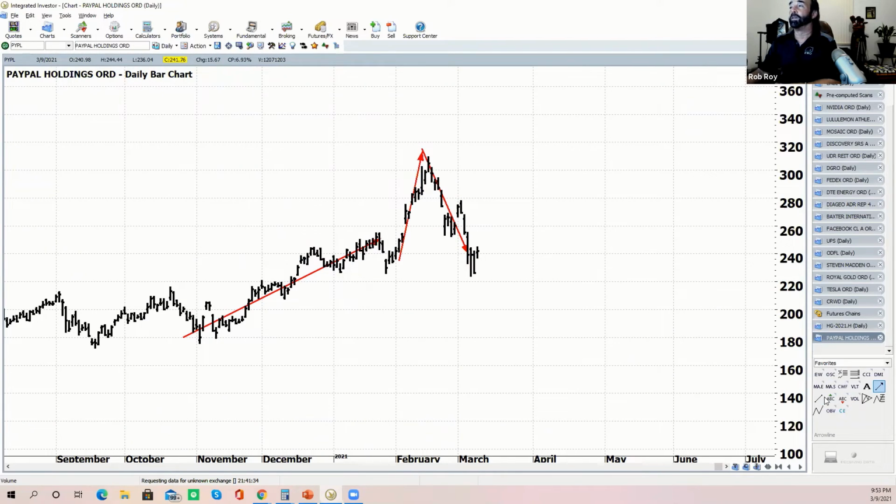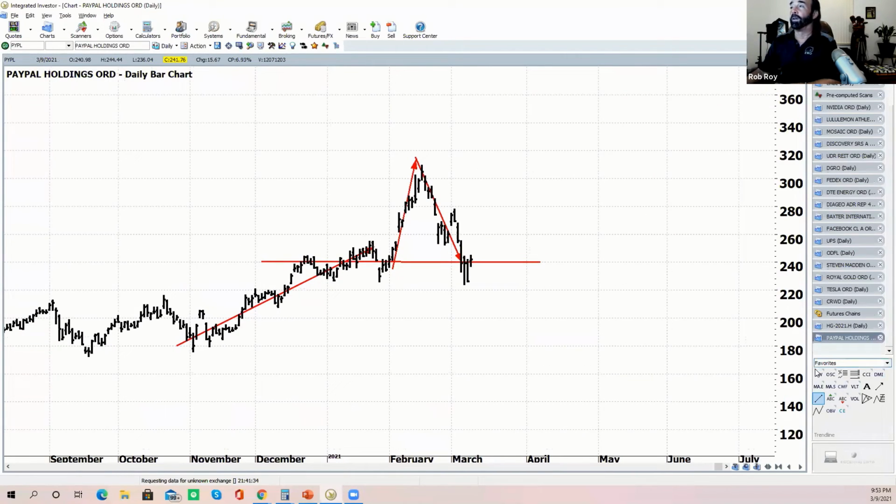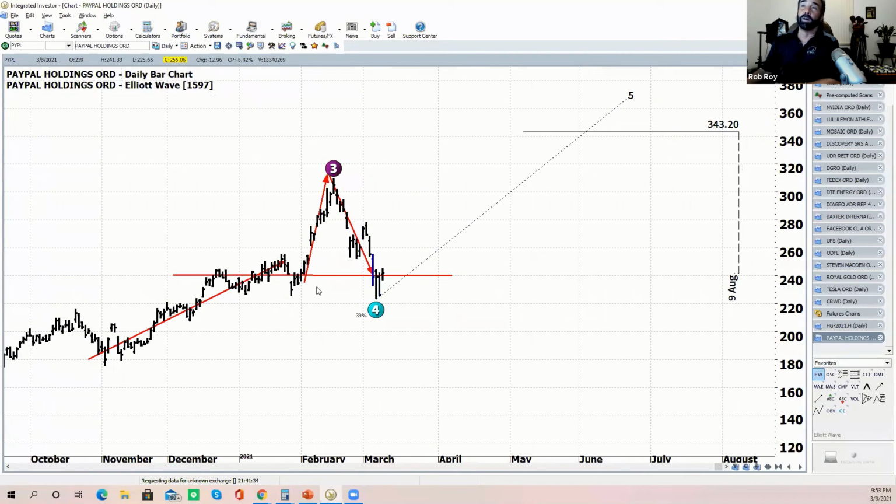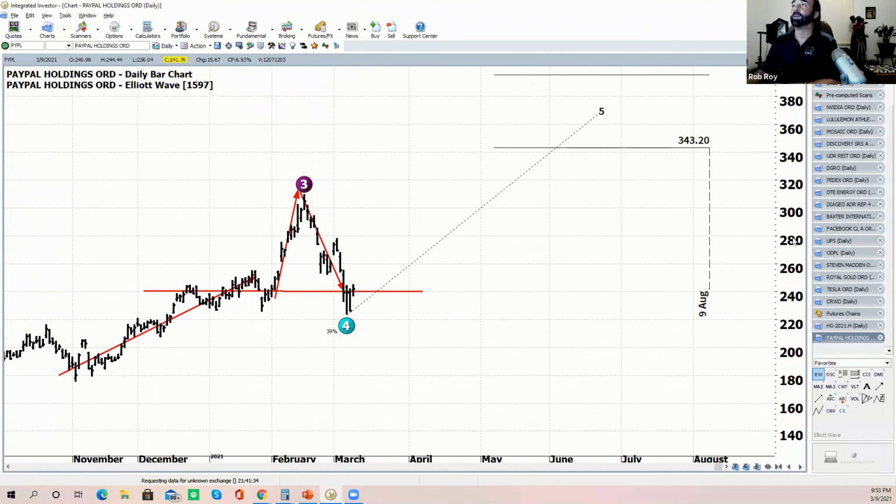And we're sitting at 240, right at support with a doji. Tomorrow's going to tell a lot on PayPal. If it can hold here, look at that. Wave 4 is right at 38.2%. So a really good Fibonacci level here. So we could turn and move higher from here pretty easily, potentially all the way up to 370 if the market does want to follow through with this move and head higher from here.